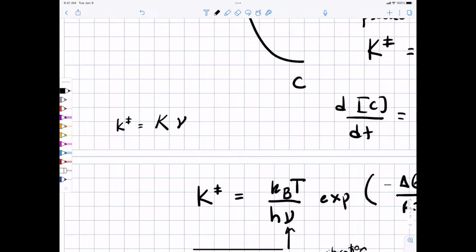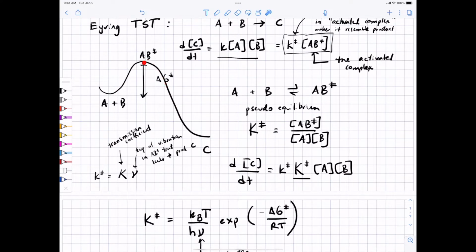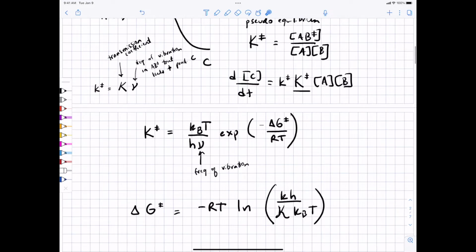Real briefly, again, this nu is the frequency of the vibration in the activated complex that leads to product C, and this kappa is what's called a transmission coefficient, and that reflects the fact that when you get to the activated complex, you don't always go forward, sometimes you go backwards. And so all of those factors together you can bring together to get the activation energy, and you can know what various parts that activation energy comes from. All right, that's probably enough for Eyring's transition state theory.